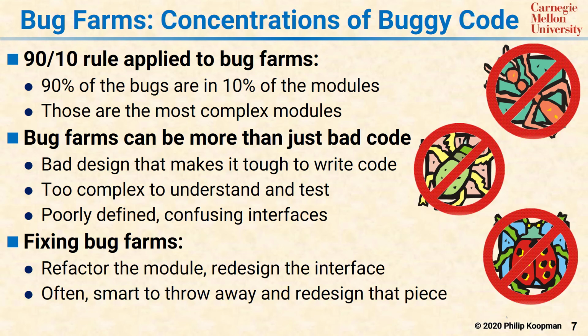When you find the handful of modules that always have the bugs, you shouldn't just keep fixing bugs because probably you'll never fix all of them. They're just not fixable. Instead, you should be refactoring the module, redesigning the interface. Often, the smartest thing to do is to take the bug farm modules and just throw them away and redesign that piece, often breaking them up into smaller, more well-considered modules.